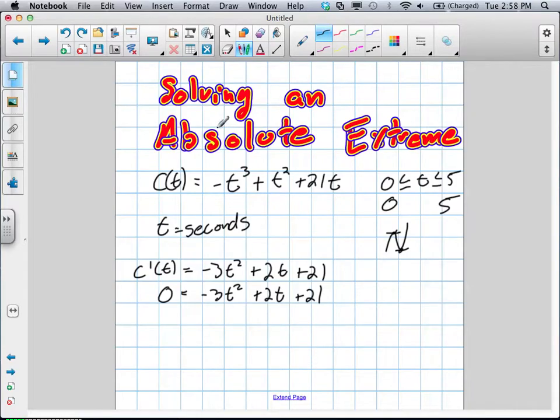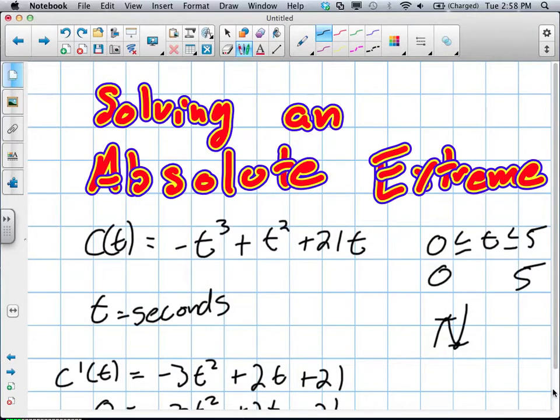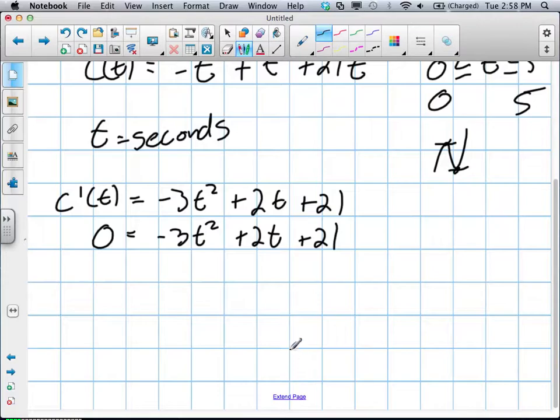Now, in order to solve this, you've got to think back to factoring, and not just easy factoring, but factoring when your a value is a number other than 1. When we do factoring, the first thing we do is factor out a negative, because we always try to make the first term positive. So I can multiply the entire equation by negative 1, which gives me 0 equals 3t squared minus 2t minus 21.